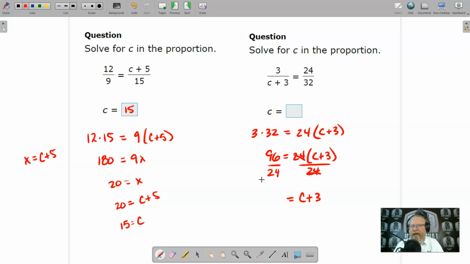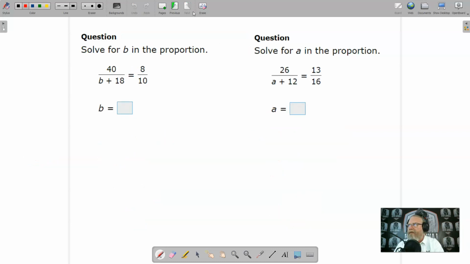And this is definitely a review on algebra. If you don't know about solving one-step, two-step equations, you might want to go back and revisit that. But 96 divided by 24 gave us an answer of 4. Now let's subtract 3 from each side. Minus 3, minus 3. You know, 1 on the left and C over here, so C equals 1. You could have distributed that 24 in. Personally, I think it's the longer way around of doing it.